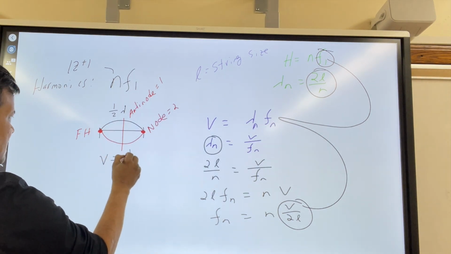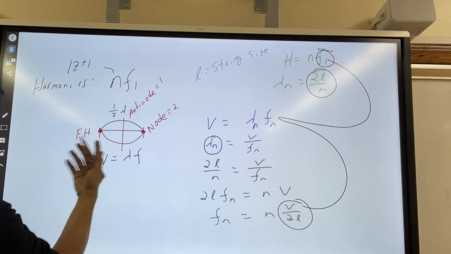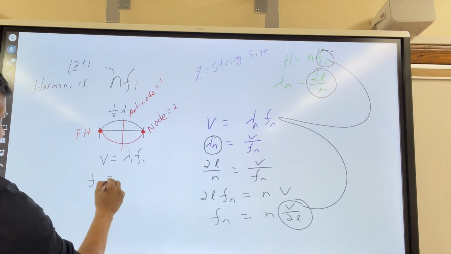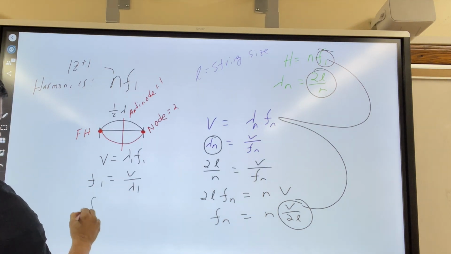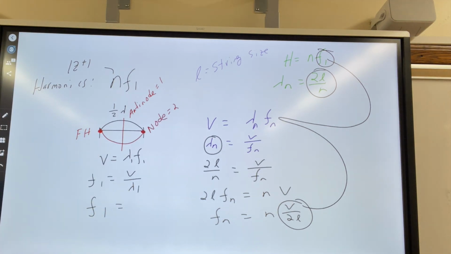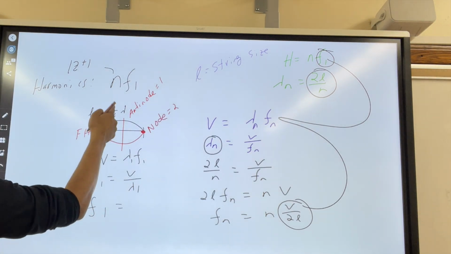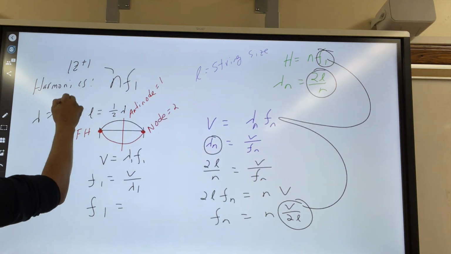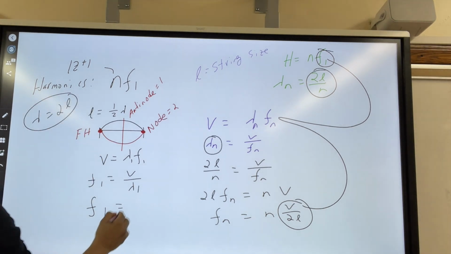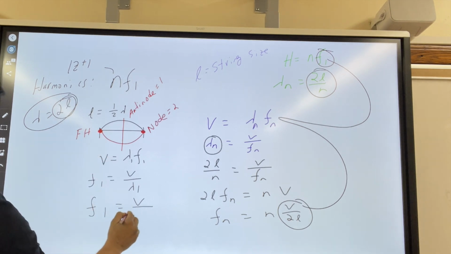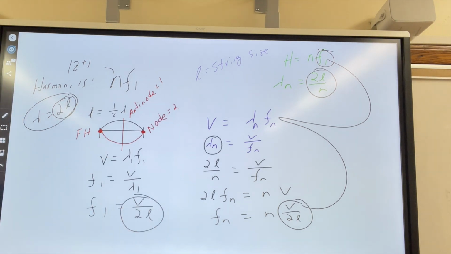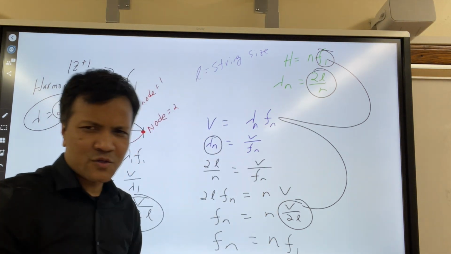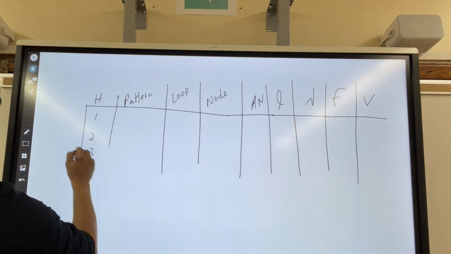So velocity is lambda times frequency. Frequency of who? 1. The lambda of who? 1. So then frequency 1 is velocity over lambda 1. What is lambda 1? Okay, so L is 1 over 2 lambda. So lambda is 2L, right? We discovered it before. So lambda 1 is just 2L. So frequency 1 is velocity over 2L. So frequency n is n times frequency 1.